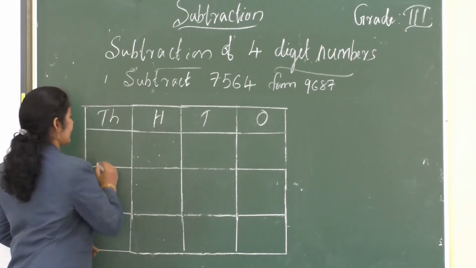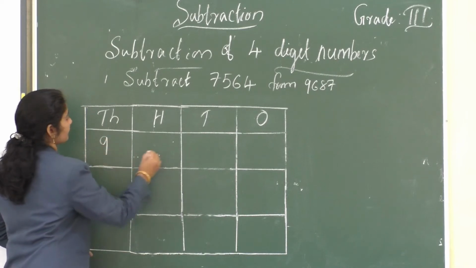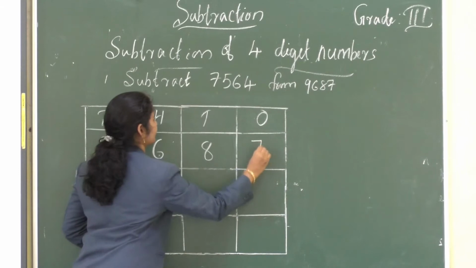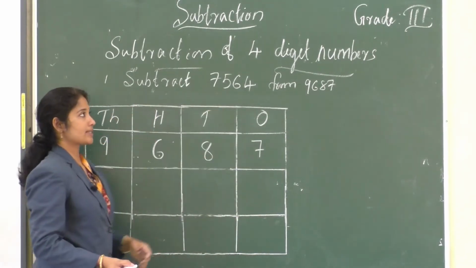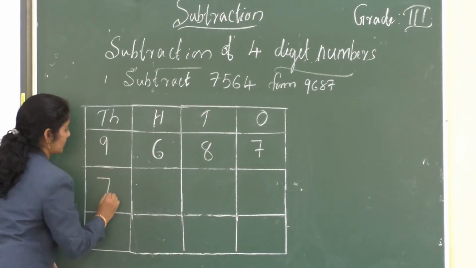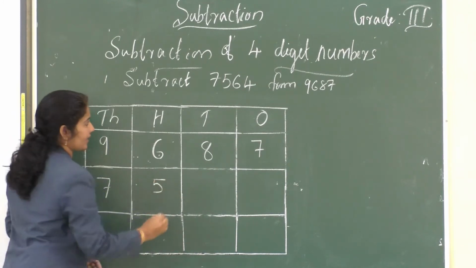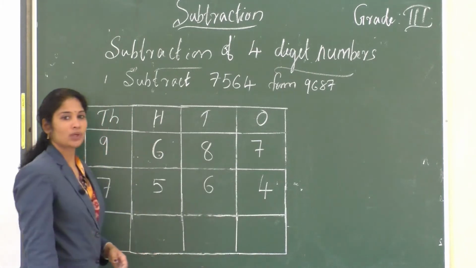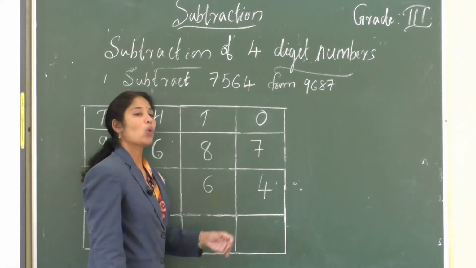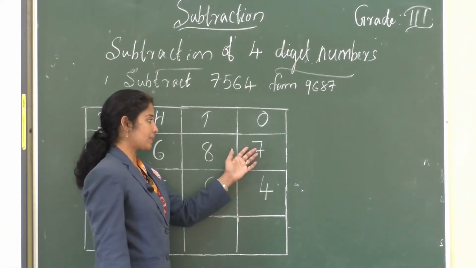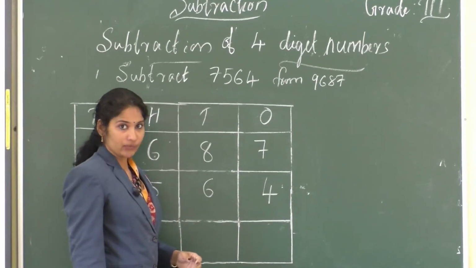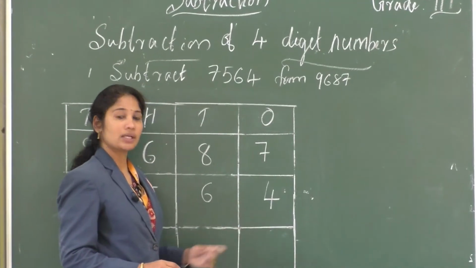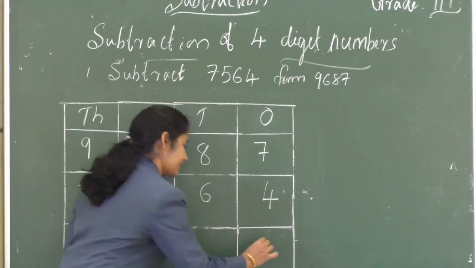Yes, 9,687. And next smaller number, 7,564. First we have to check ones place. Ones place we have 7 and 4. So children, 7 minus 4 is equal to 3.